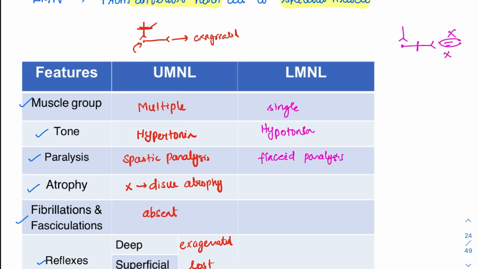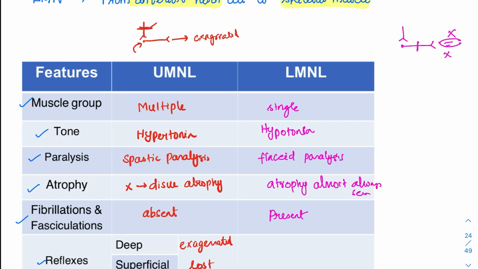What do you think? Will atrophy happen or not? If there is no supply, no nutrients to the muscle or impulses going to the muscle, then the muscle is completely unusable. Obviously there will be atrophy. There will be severe atrophy. Atrophy is almost always seen in case of a lower motor neuron lesion. Then coming to fibrillations and fasciculations, both of them are present in case of a lower motor neuron lesion.